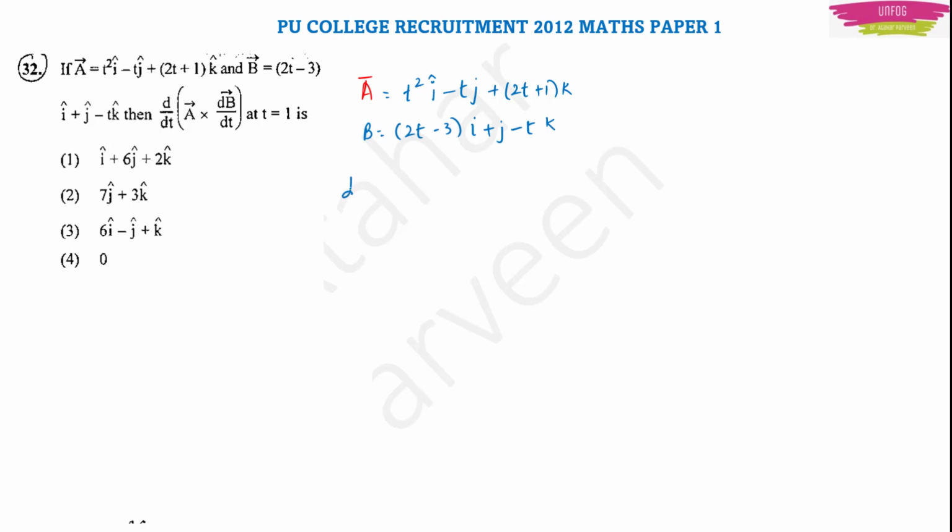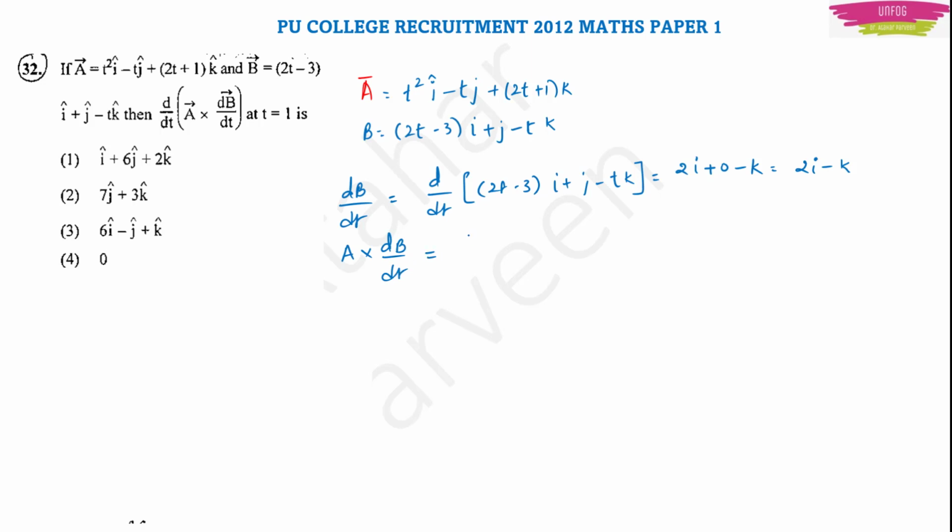First you find db by dt. db by dt will be d by dt of (2t minus 3) into i plus j minus tk. This will be equal to 2i, because t will become 1 and 3 will become 0, plus 0 because j has nothing to do with t. It will become minus k, since minus tk becomes minus k. So it is 2i minus k. Now you can easily do A cross db by dt.